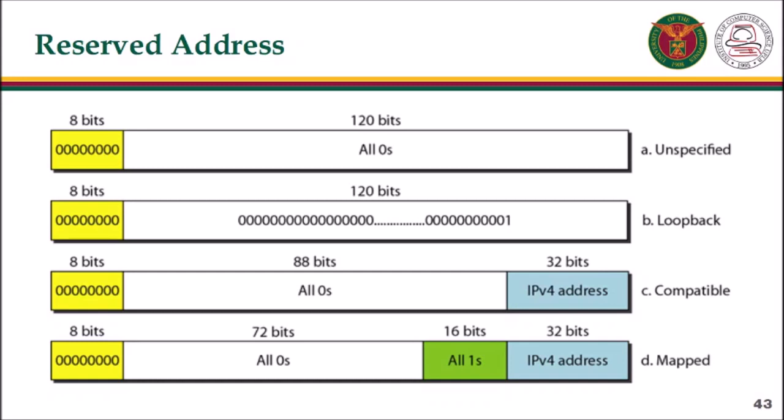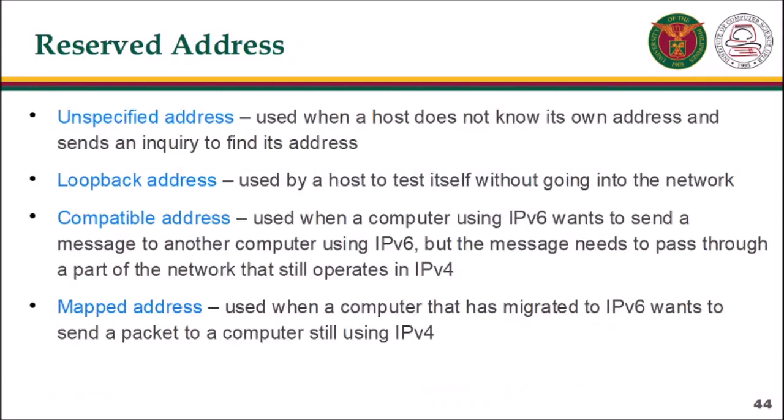Here are some of the reserved addresses. An unspecified address is used when a host does not know its own address and sends an inquiry to find its address. A loopback address is used by a host to test itself without going into the network. A compatible address is used when the computer using IPv6 wants to send a message to another computer using IPv6, but the message needs to pass through a network that still operates in IPv4. A mapped address is used when a computer that has migrated to IPv6 wants to send a packet to a computer still using IPv4.